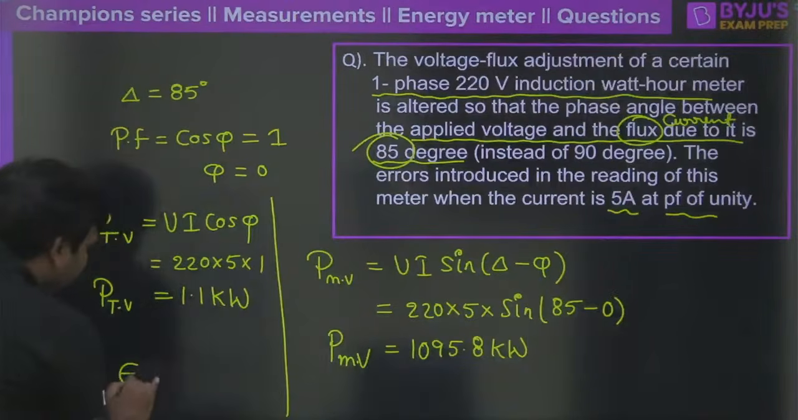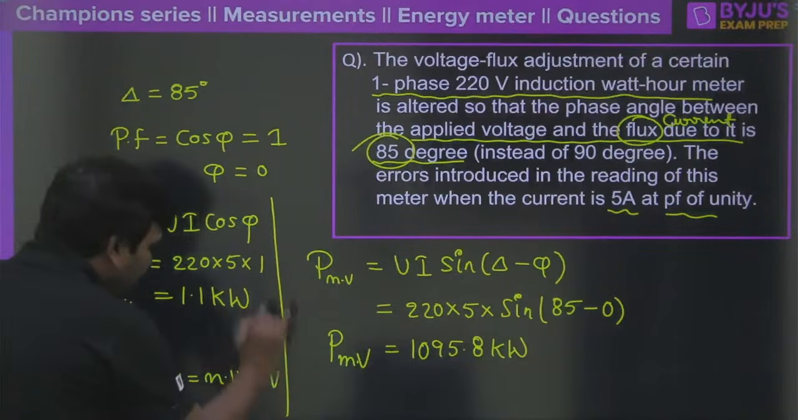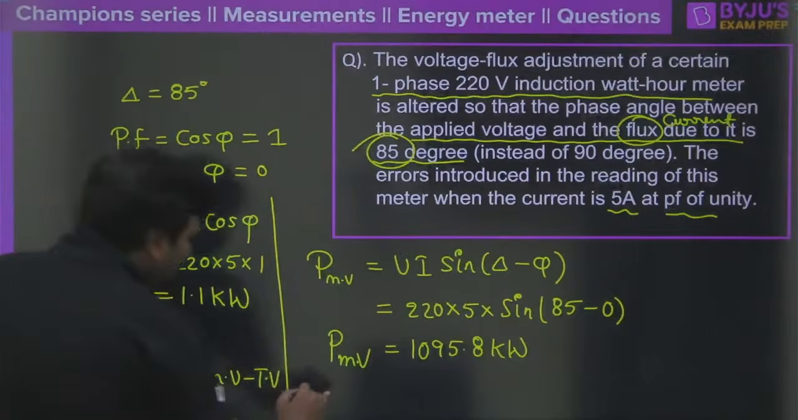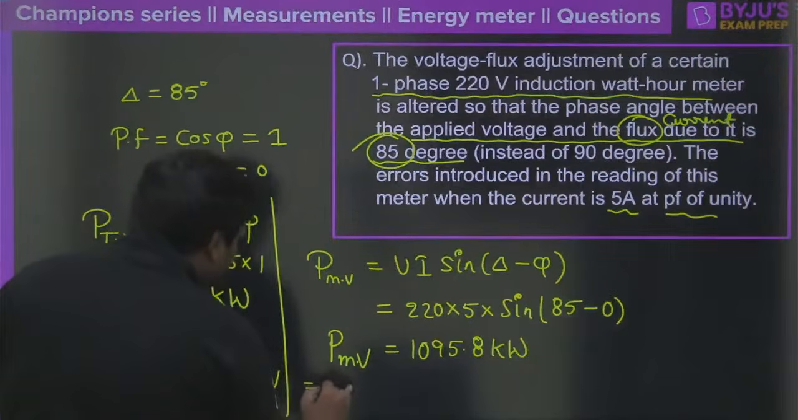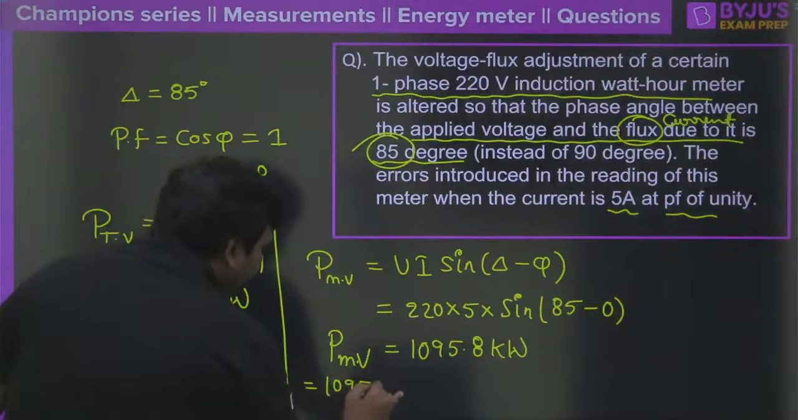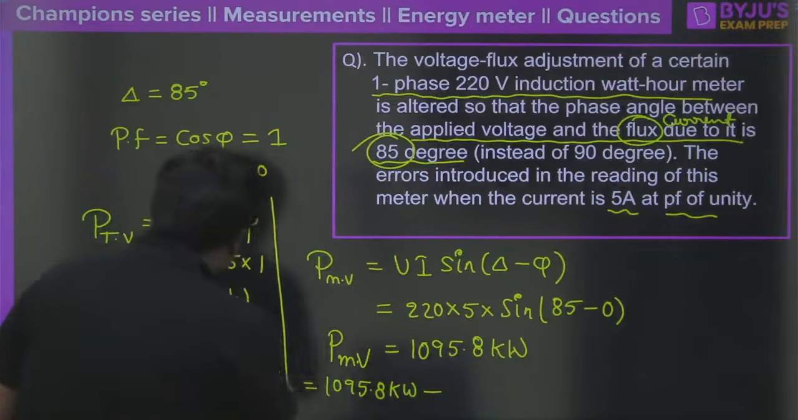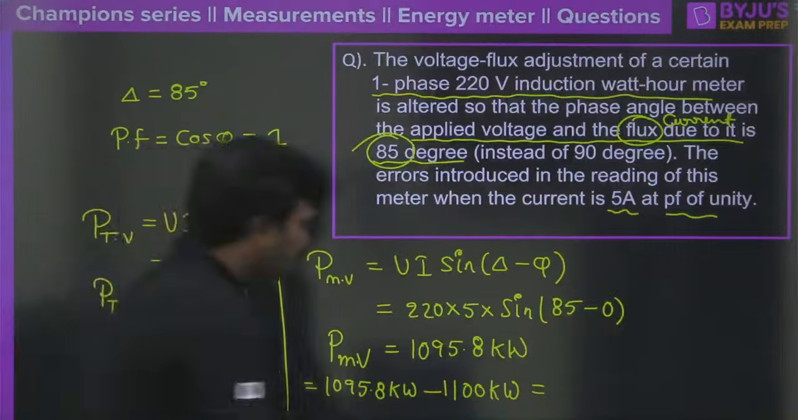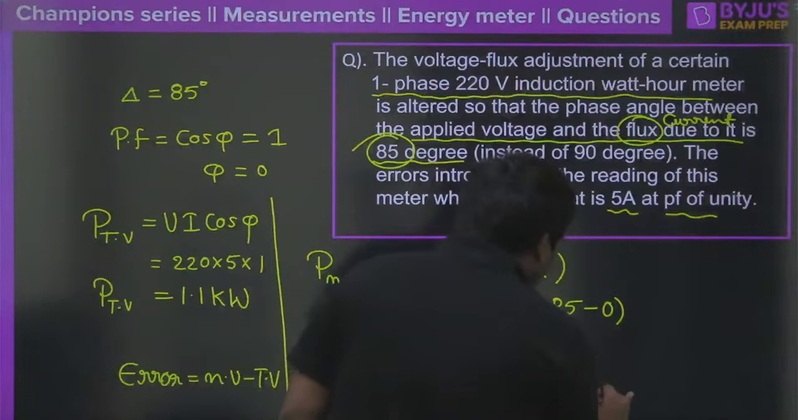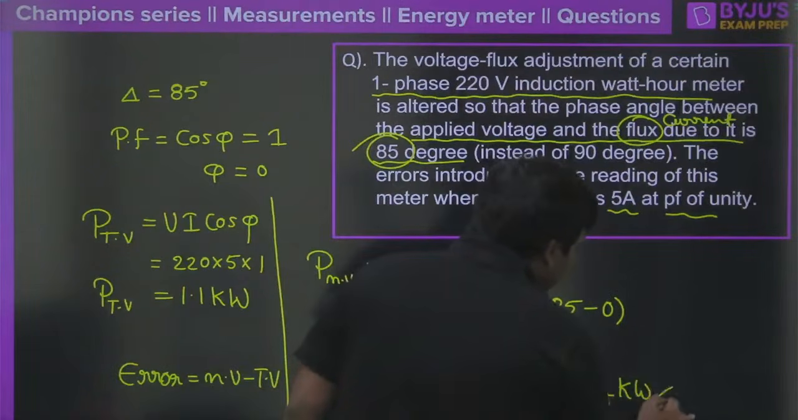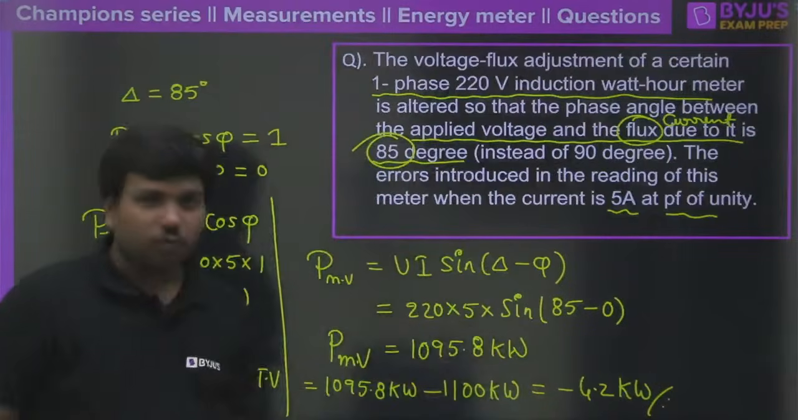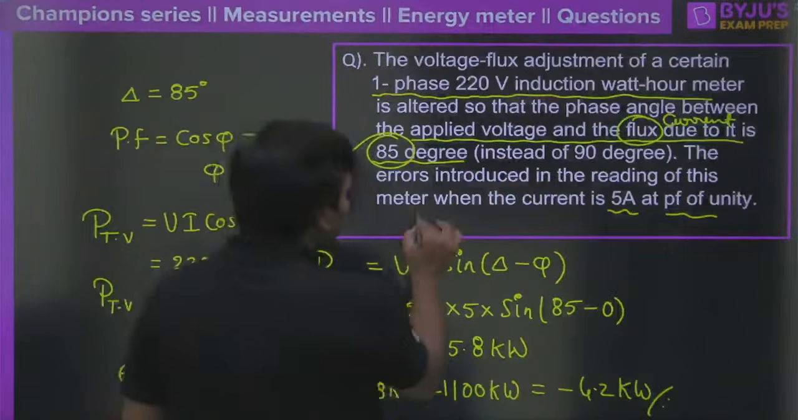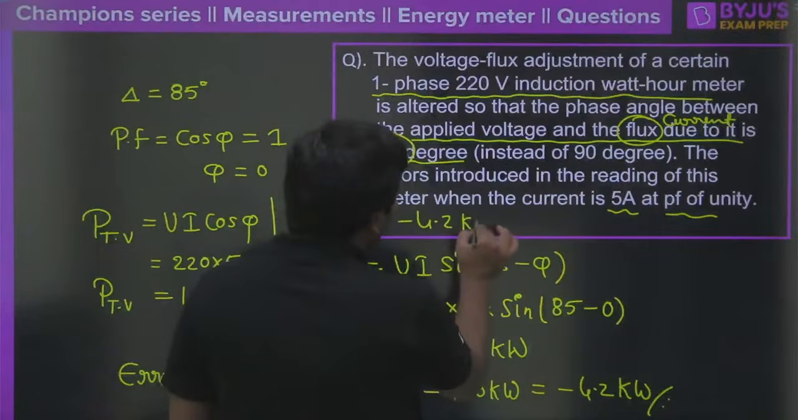So then what is the error here now? Now the error could be given as measured value minus true value. Clear? How much that value will be? Measured value minus true value, I can say that is 1095.8 watt approximately minus 1100 watt. And if you do it properly, you are going to get 4.2 approximately. It will come like minus 4.2 watt. This is the approximated value. Approximate value is minus 4.2 watt. So the final answer for this question is minus 4.2 watt.